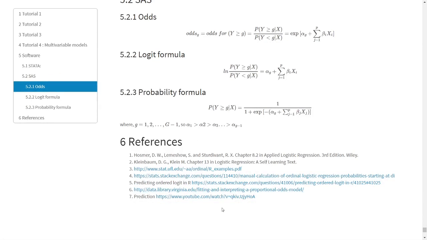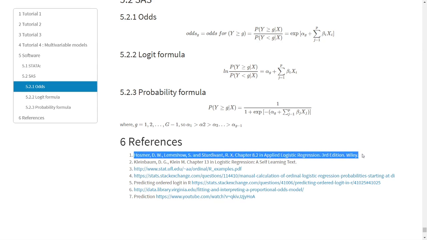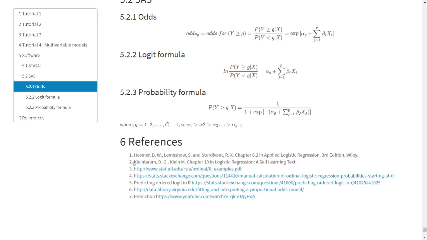There is a bunch of references that you can go and read. The Hosmer and Lemeshow book is something that you have to read, and Kleinbaum in his book Logistic Regression: A Self-Learning Text is also very important.